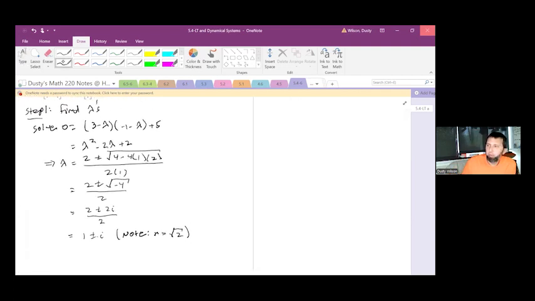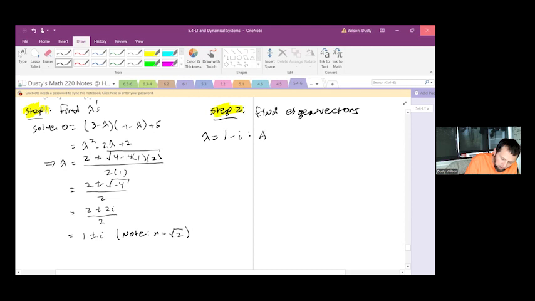All right, step two, let's find our eigenvectors. To do that, we pick an eigenvalue. It doesn't really matter which one, but because of the way our diagonalization or factorization process works in the case of complex numbers, we're going to grab the negative. So I'm going to grab lambda equals 1 minus i. So we have the choice, but this is the one we're going to choose.